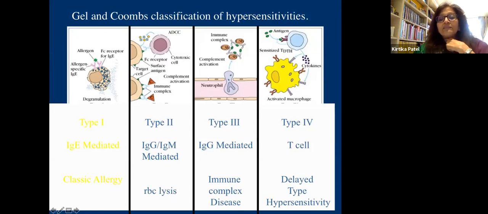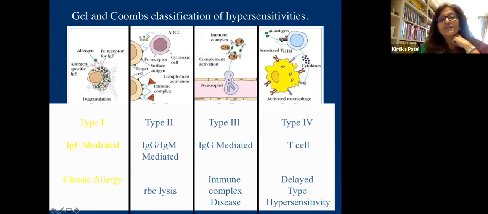So A, B, it is antibody mediated, and a lot of hemolytic anemias are caused by type 2 reactions. Type 3 is immune complex mediated. So it has not only the antibody, but the antigen. So it's the antigen antibody complex that is formed that causes the pathology. These immune complexes go and deposit somewhere, and the host immune system thinks it's something to get rid of, and therefore a pathology is caused.